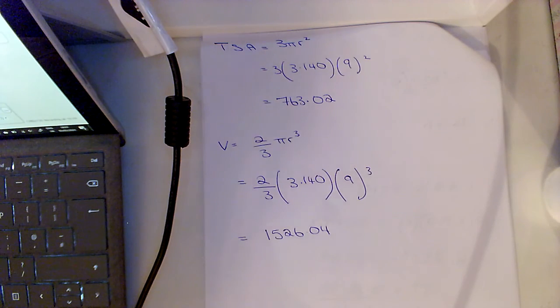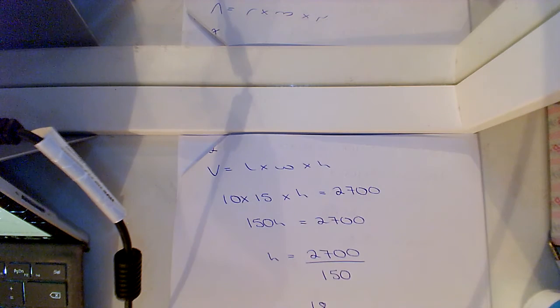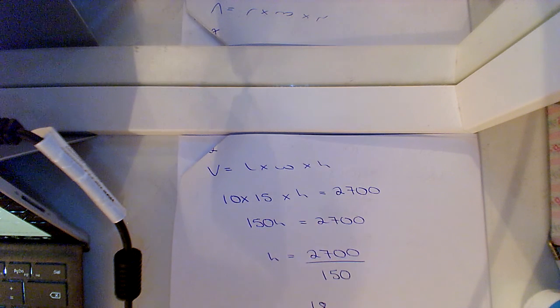So I have a cuboid has a volume of 2700 and it has a length of 10 centimeters and a width of 15. Find its height. So the volume formula is length by width by height. So I multiply 10 by 15 by height, what I'm looking for, and that's equal to 2700. 10 by 15 gives me 150. 150 H is equal to 2700. So I divide across by 150 and I get my height.